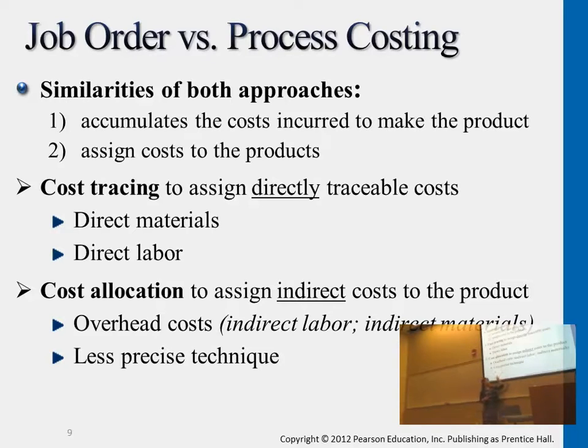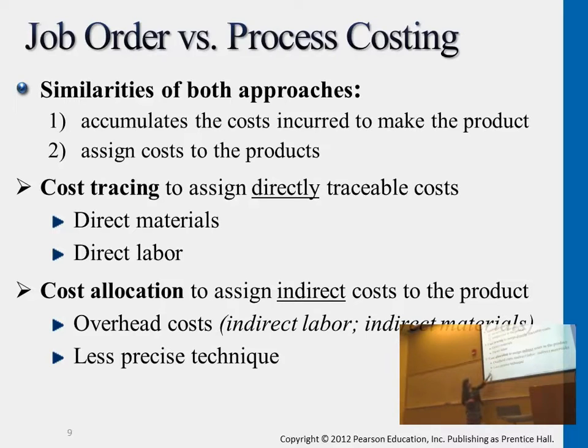Now for the costs that are harder to trace to particular orders, we call them indirect cost. Another way to say this, manufacturing overhead. How we assign the cost to these job orders would be the tricky part for this chapter.